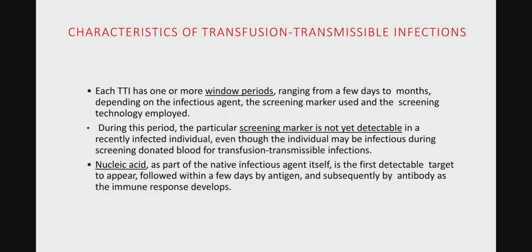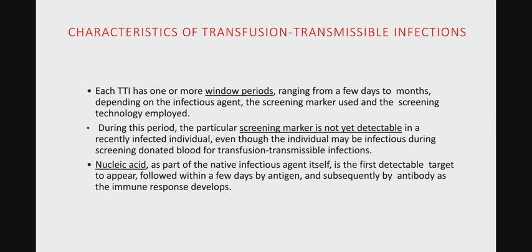The characteristics of transfusion transmissible infections: all these infections have one or more window periods that range from a few days to months, depending on the infectious agent, the screening markers used, and the screening technology employed. During this window period, that particular screening marker is not detectable in the recently infected individual, though the individual may be infectious while donating blood.